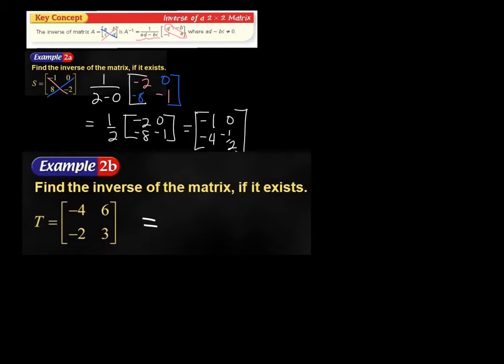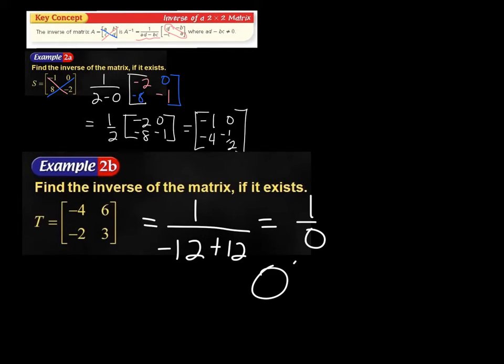So again, we start off with 1 over the determinant. So negative 4 times 3 is negative 12, minus negative 12. Houston, we have a problem. It can't be done. There is no inverse here.